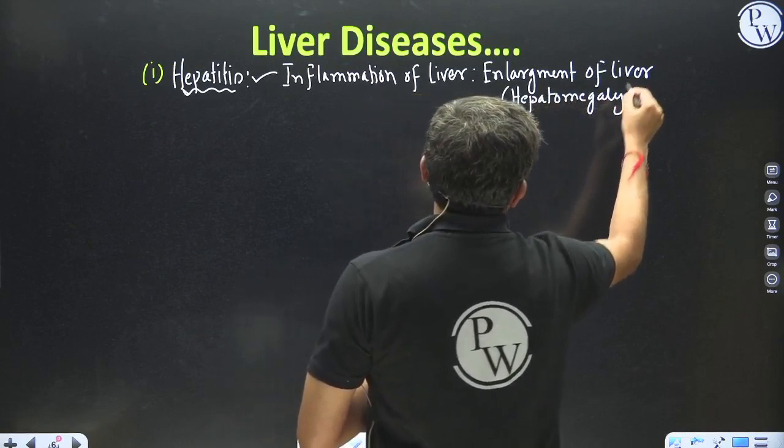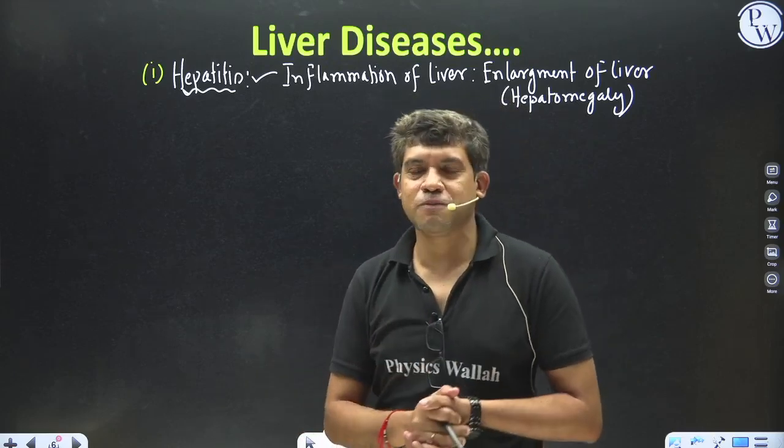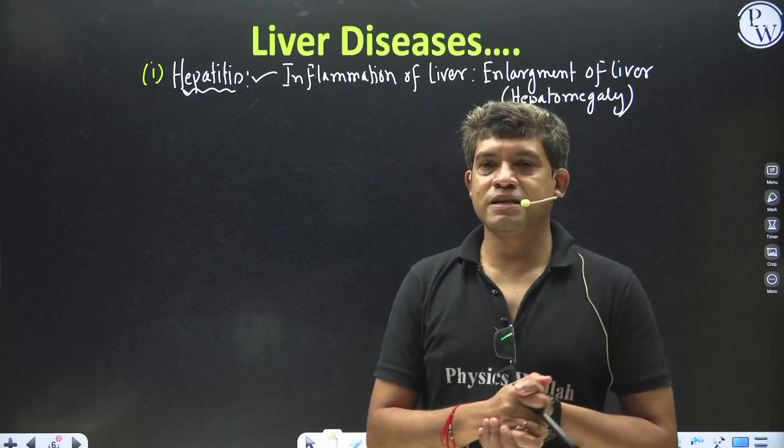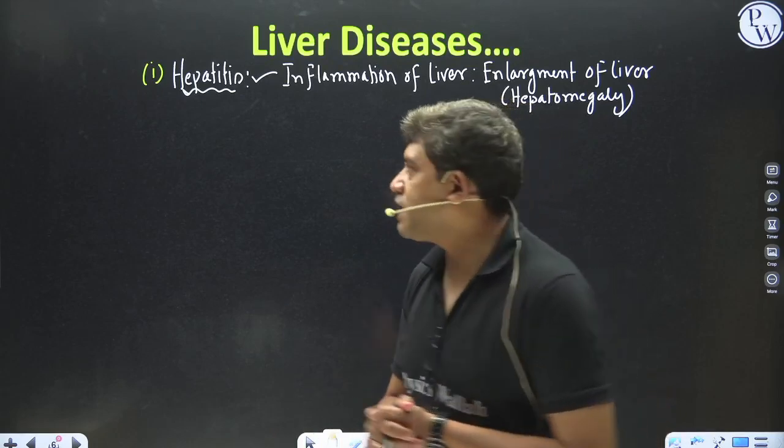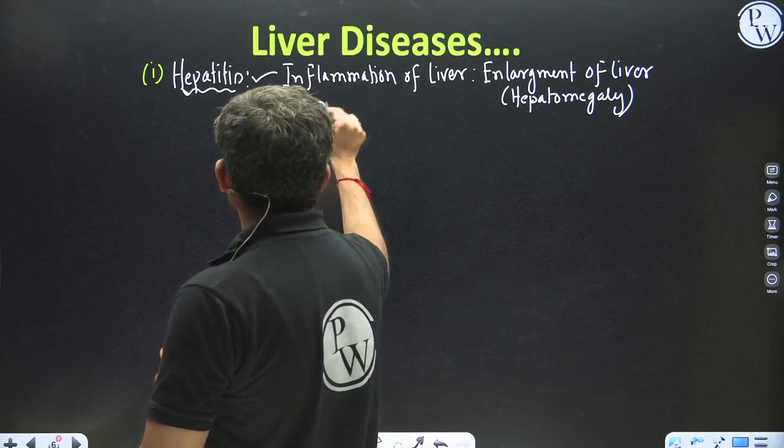Hepatomegaly. There is an inflammation. See, if there is inflammation, there will be enlargement, and this enlargement of the liver is actually termed as hepatomegaly. Okay, so let us see what are the causes actually for hepatitis?